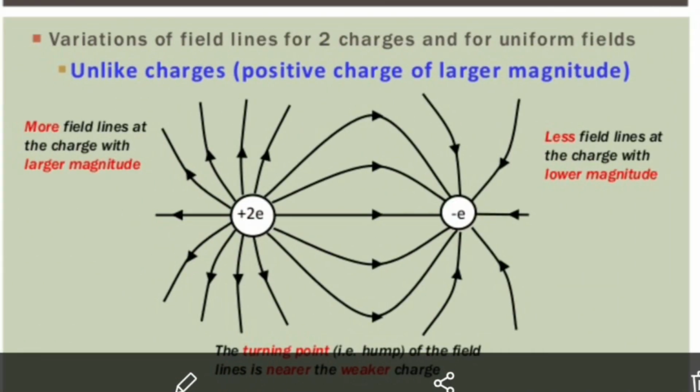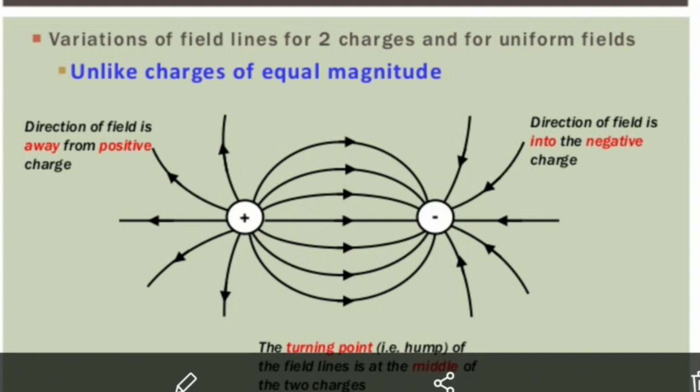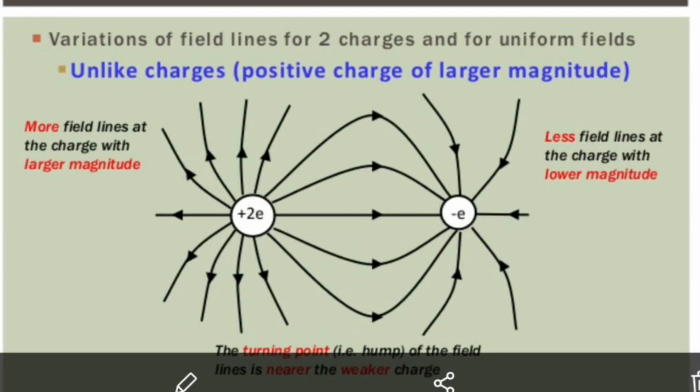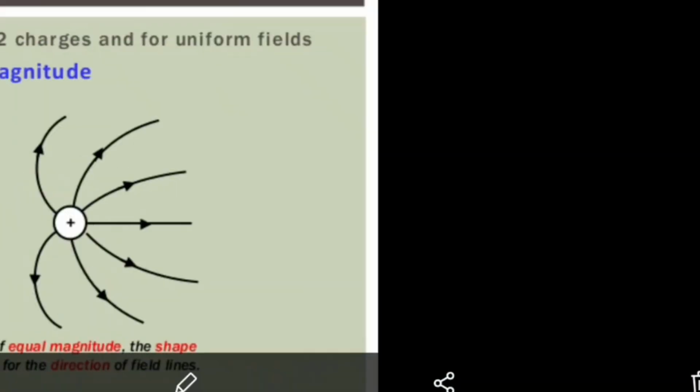And this diagram shows the field lines due to unlike charges, but they are not of the same magnitude. So we can compare and contrast. In the previous case, the number of field lines drawn was the same because both the charges were of equal magnitude. In this diagram, the charges are of different magnitude. So the charge with the larger magnitude will have more field lines, or more closely drawn field lines. It shows that the field due to that charge is stronger compared to the field due to the other charge.